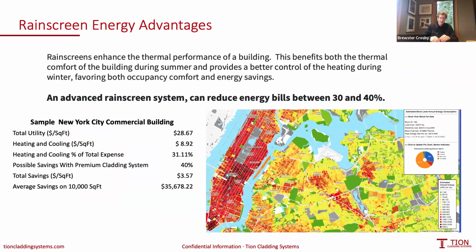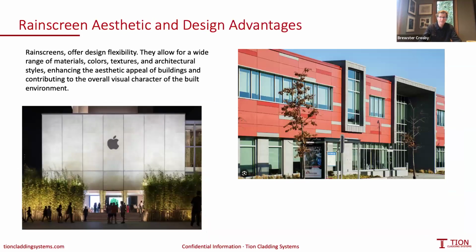So why is all this important, and how does it relate to net zero? This image is a scan of New York City and literally where heat is being generated in New York. And when you put an advanced rain screen on a building, you can reduce the energy consumption by 30 to 40%. This study is really just looking at an average savings over 10,000 square feet on an annual basis. And you can see it's a significant amount at 35 grand annually. If you apply that out just in New York City alone, you're looking at a massive savings of energy. Apply that across all the other cities that are looking to do net zero goals, and it's a significant amount of energy savings.